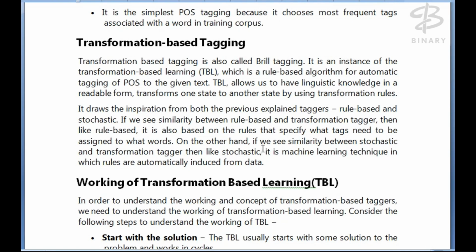Transfer based tagging basically allows you to take the linguistic language in a readable form and transfer one state to another state by using the transformation rule. So for the transformation rule, what previously explained taggers, that is rule based and also stochastic, which we have just seen above.